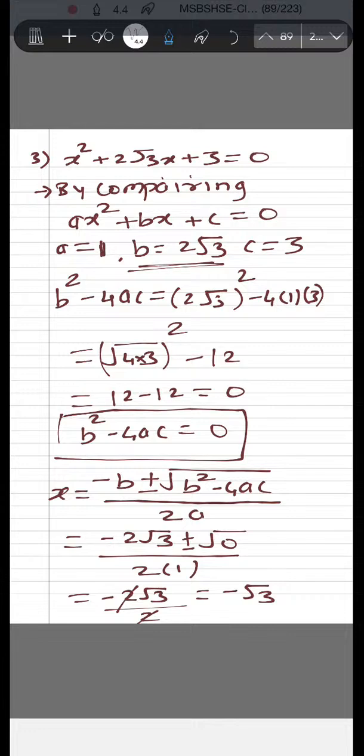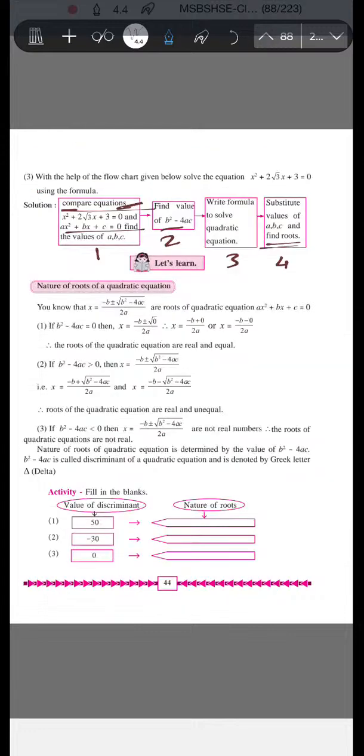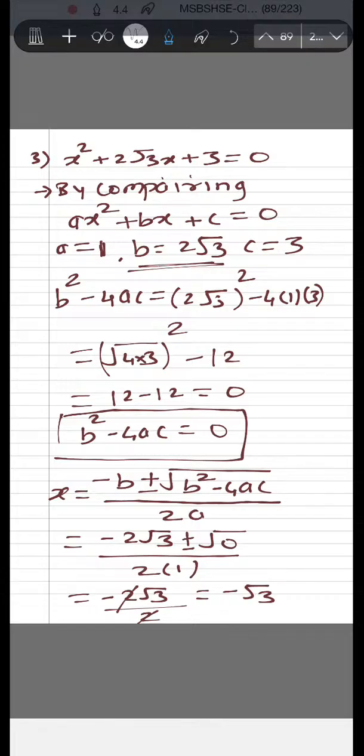And here you can see, we substitute the values of a, b, c, and here we have solved the question. That's it. Okay, that much easy this question is. They have given the instruction in 4 steps, 1, 2, 3 and 4. I have just followed all the steps. That's it, and that is all about question number 4.